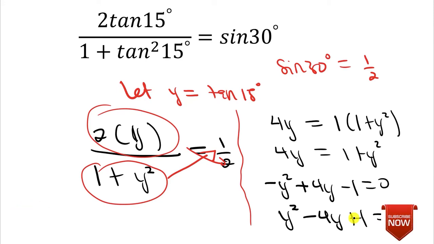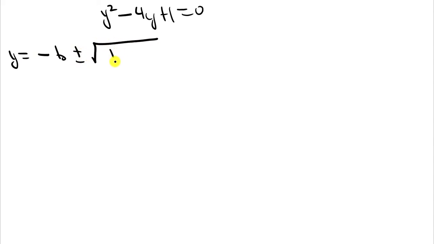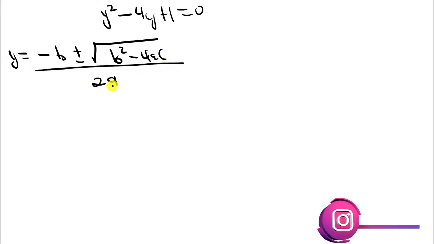Now we need to solve this equation. Looking at it, we can't use the factorization method. So it's either we use completing the square or the general quadratic formula. Let's use the general quadratic formula here. With y squared minus 4y plus 1 equal to 0, y will be equal to minus b plus or minus the square root of b squared minus 4ac, all over 2a.